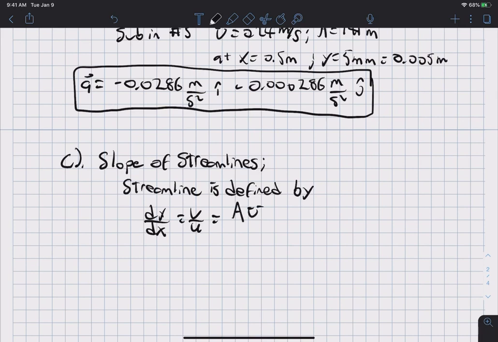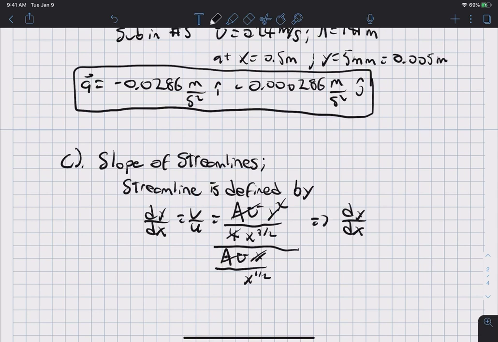So we have a u y squared over 4x to the 3/2 power. That's v. And now u is a u y over x to the 1/2 power. Well, we can cross out most of these terms. And this implies that dy dx is equal to 1/4 y over x. Okay, and so this is the slope of the streamline.